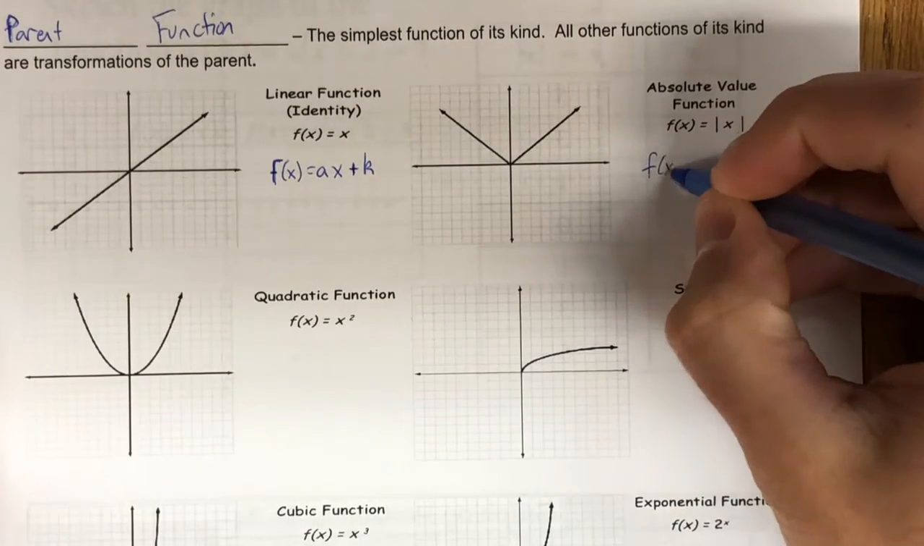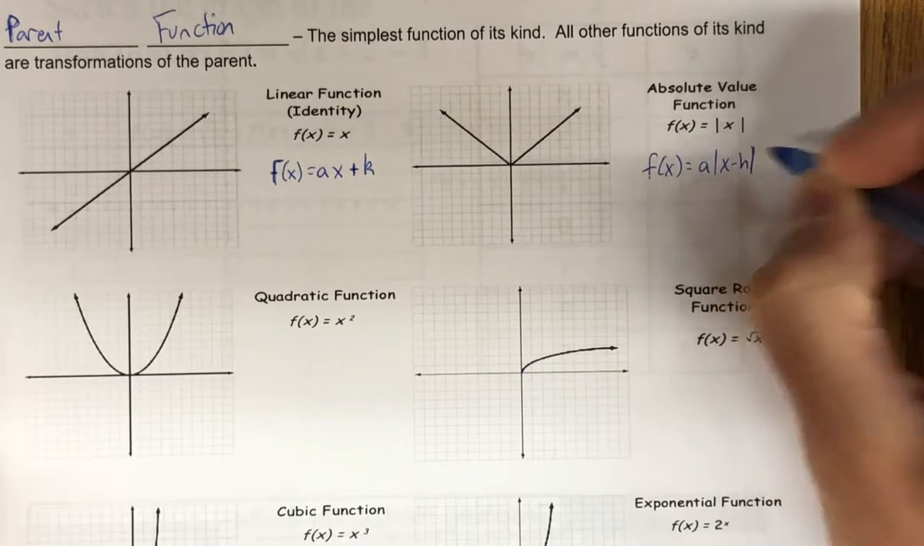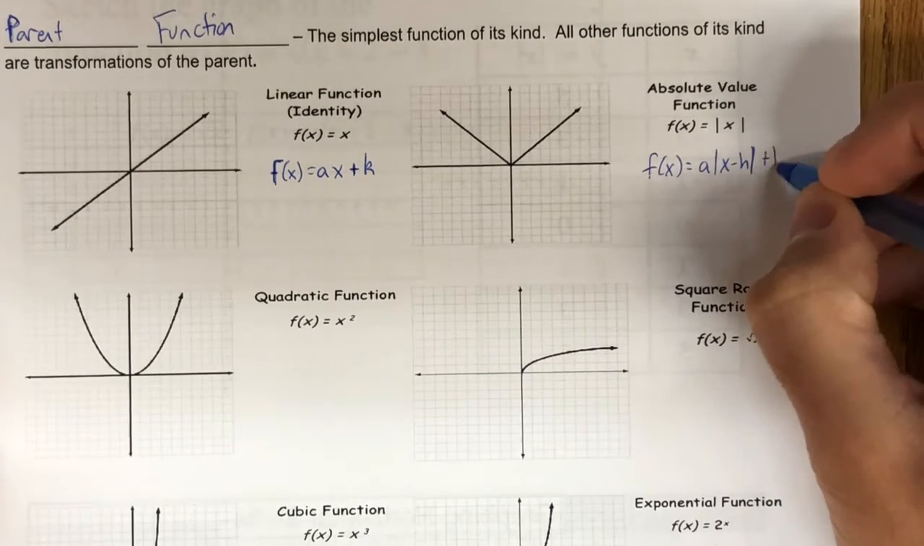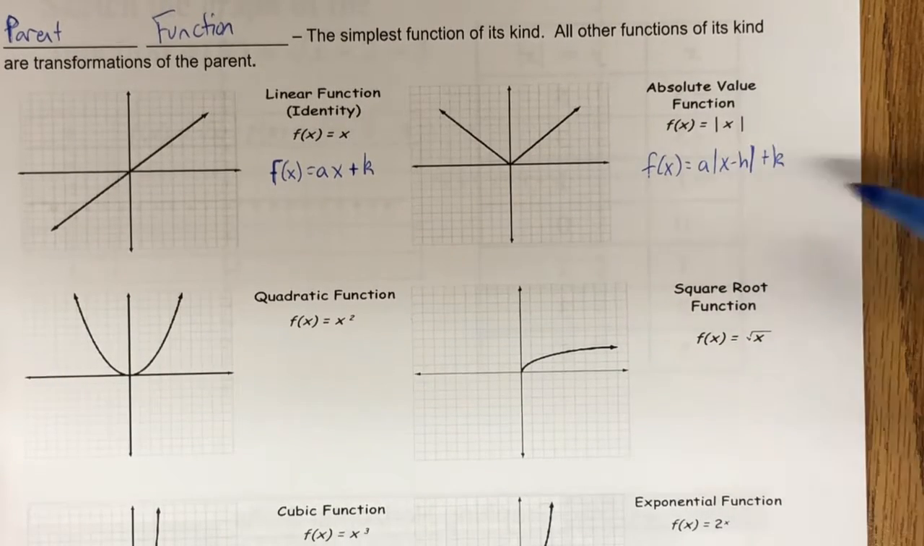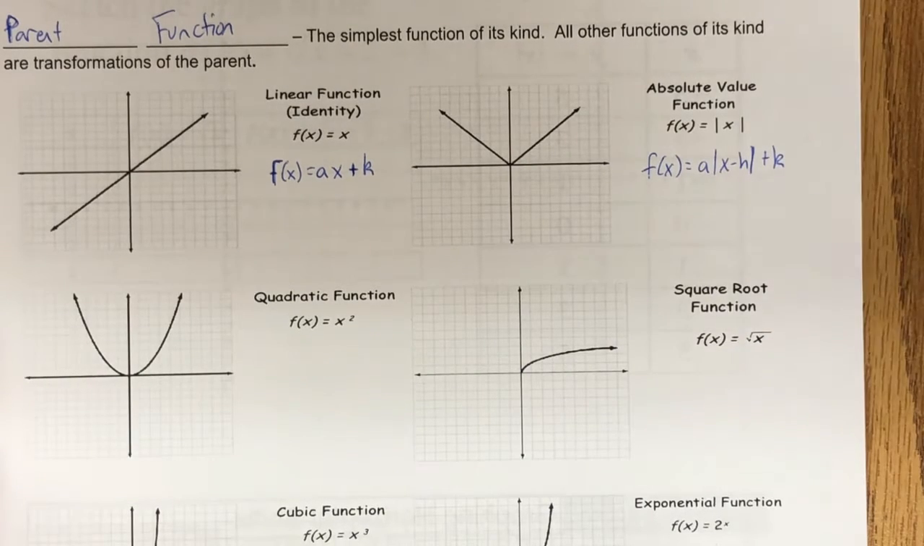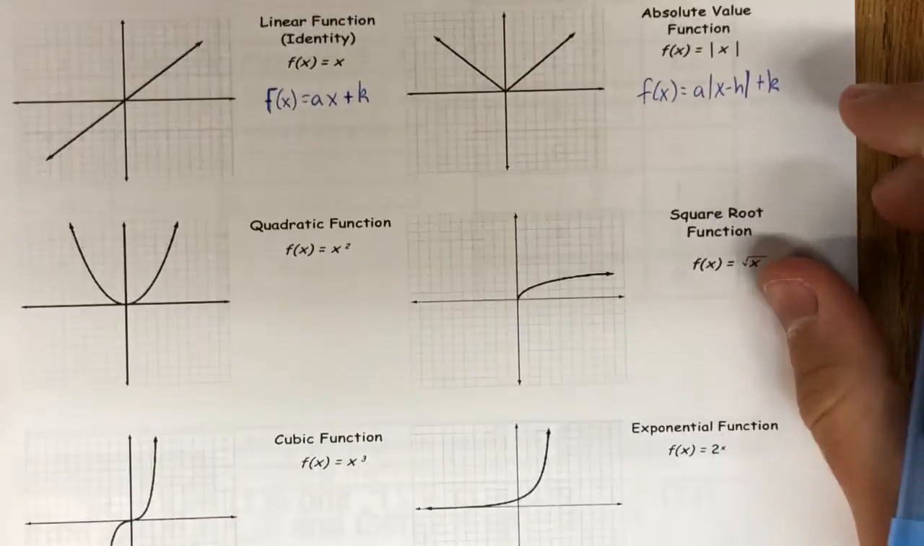For absolute value functions, we can have a multiplier of a. We can add or subtract something on the inside of our absolute value and add or subtract something to the outside. So these are three different types of transformations that can possibly occur. And this is generally going to be the case for most of our functions.